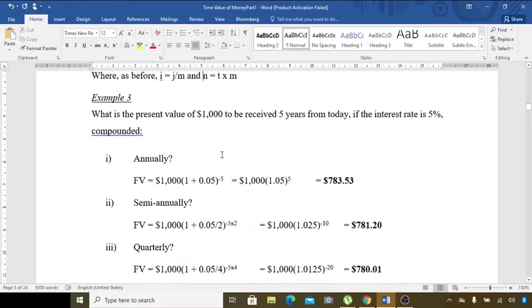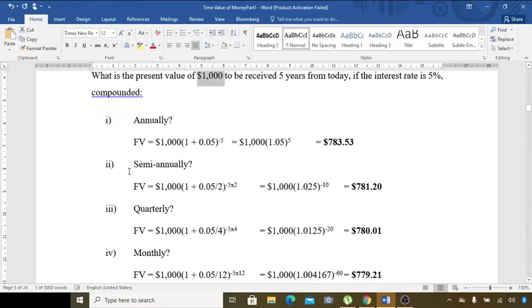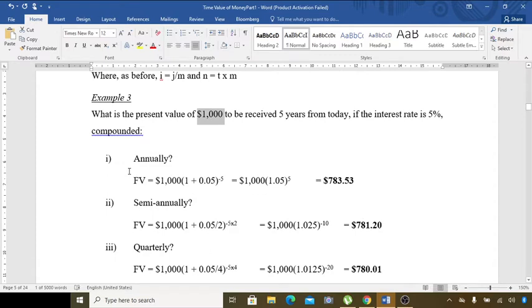Now let's look at an example. What is the present value of 1,000 to be received 5 years from today if the interest rate is 5% and with 4 different types of compounding? Now it is a different perspective. You are going to receive 1,000 5 years from today, with the different compounding periods, at the interest rate of 5%. How much should you put in today in order to get that 1,000 5 years from today?